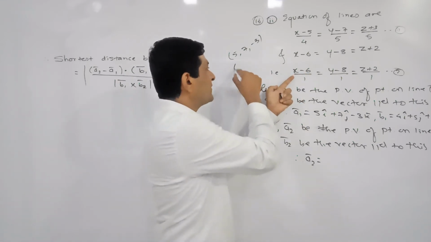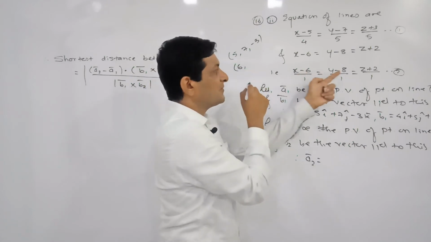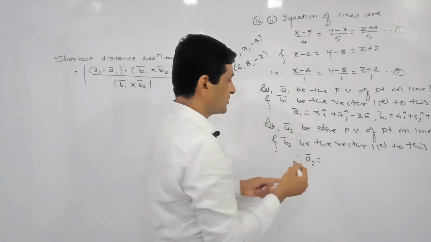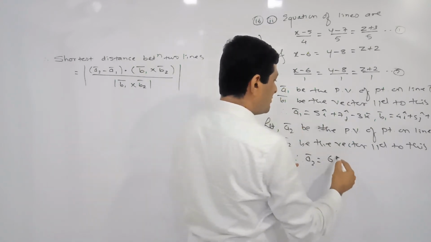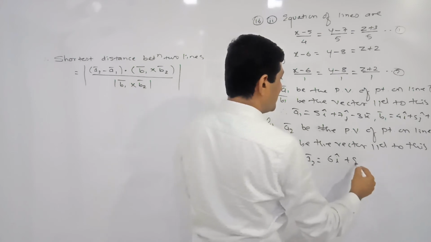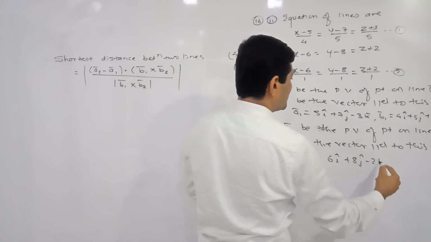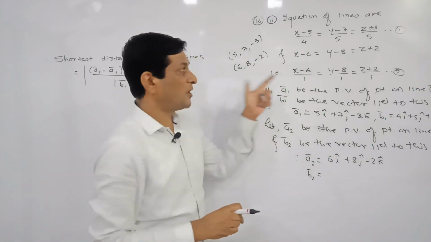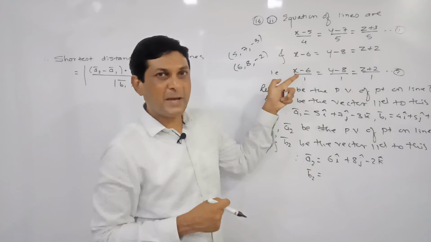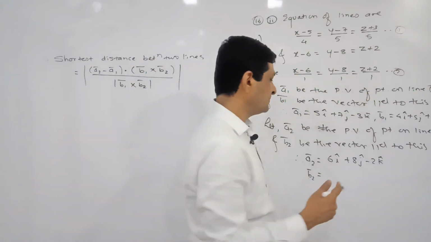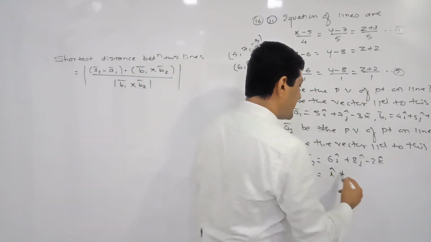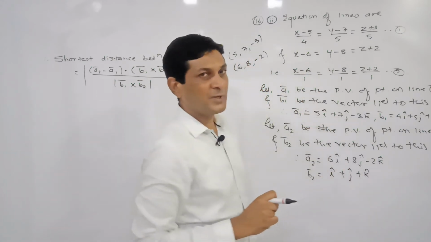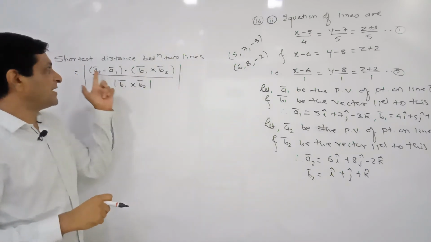From this equation first find out the coordinates. So x coordinate is 6, y coordinate is what? 8, and z coordinate is how much? -2. So from these coordinates we will get the value of a2 bar, that is 6i cap plus 8j cap minus 2k cap. And b2 bar is what? Vector along this line or vector parallel to this line. From this direction ratio we can say that its value is equal to i cap plus j cap plus k cap.